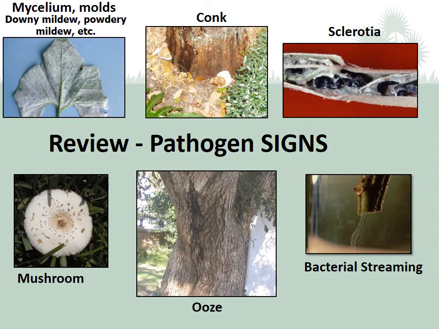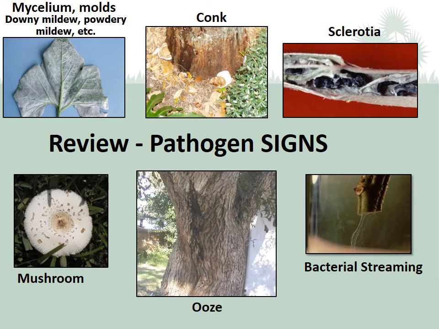So pathogen signs would include, in the top left corner, molds, so downy mildew or powdery mildew as we talked about. Also conks, these reproductive bodies we see around the base of a tree. Sclerotia, which are these seed-like or pod-like reproductive structures. You can see in the top right-hand corner the dark shapes inside the tissue itself.